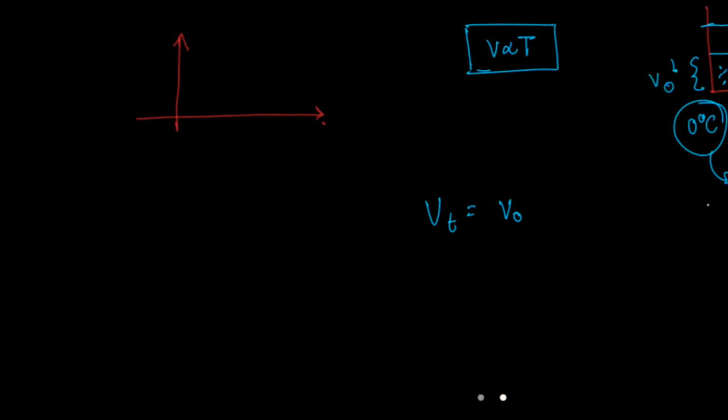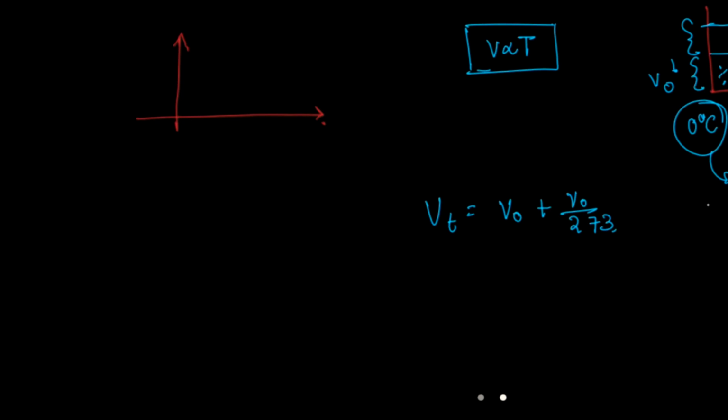Now when I increase the temperature to 1 degree centigrade, the volume is getting increased by this much. So what is the total volume? V naught plus V naught by 273. This is how it is getting formed. Now for 1 degree centigrade, the change was of 1 degree centigrade. That's why it is V naught by 273.